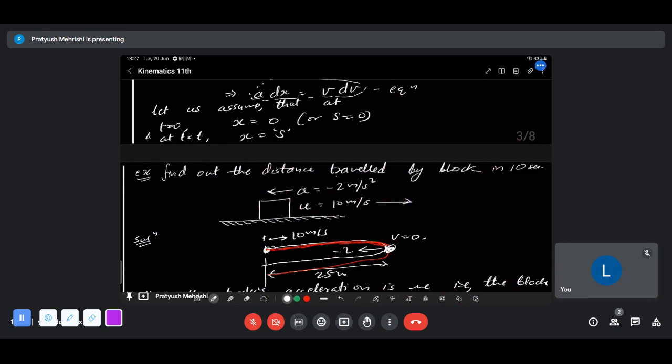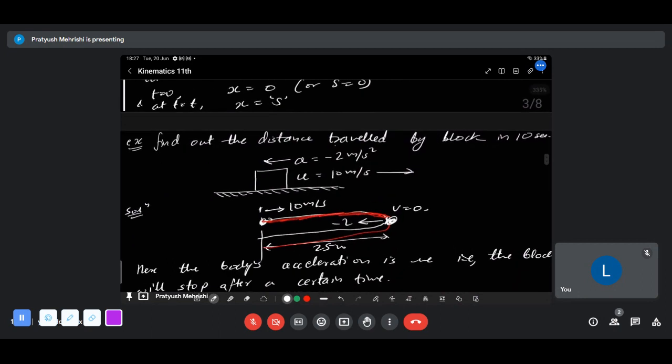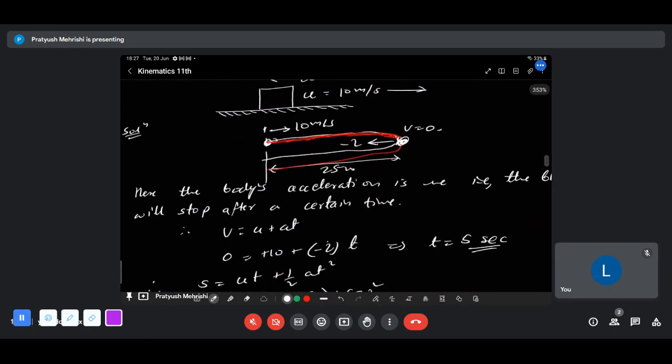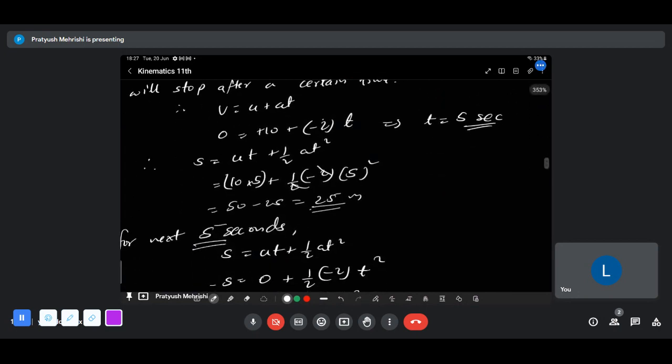Okay? Getting my point? Yes, sir, I'm getting it. Fine. So which equation to use here? We will use the first equation. From the first equation, we will calculate the time here. And then we'll put in the second equation so that we will get the total displacement.